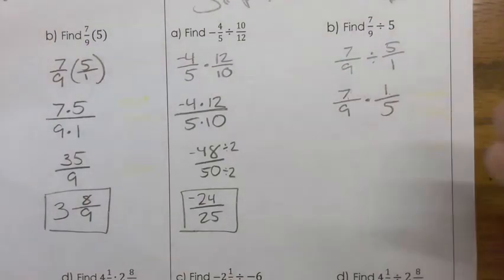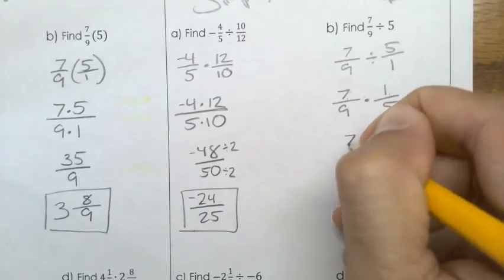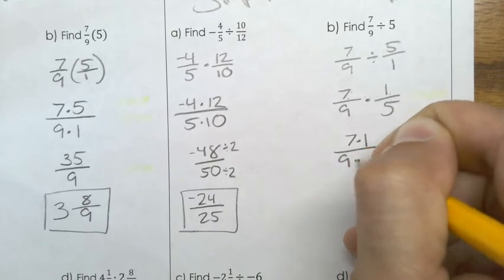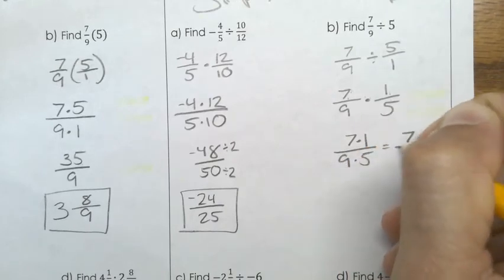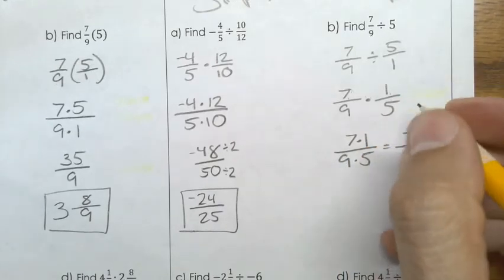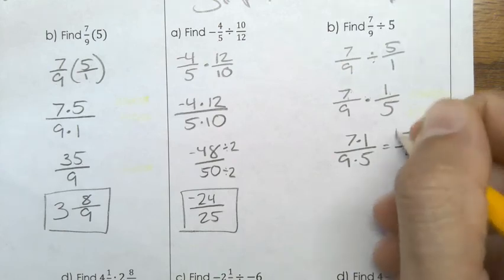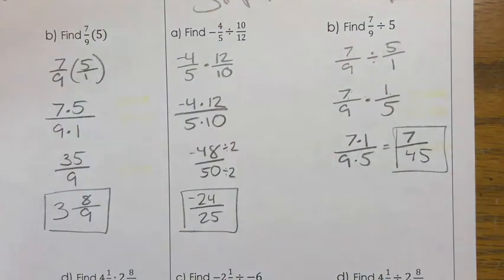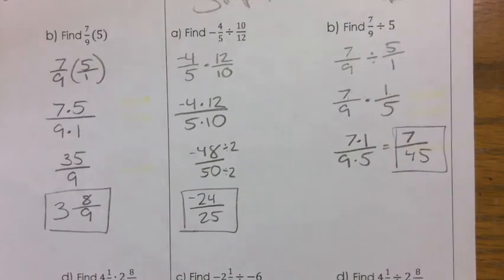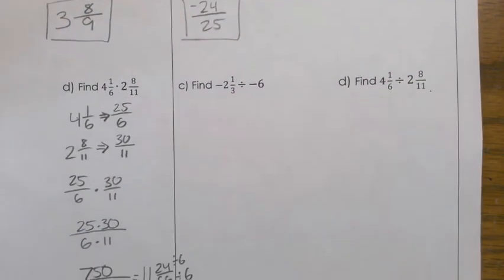I appreciate it. Okay, so then we can multiply numerators and denominators. 7 is on top, and then 45 is on the bottom. That can't be simplified anymore, so that is your answer. Okay, pause the video and try the next one on your own. Let's see how you did.